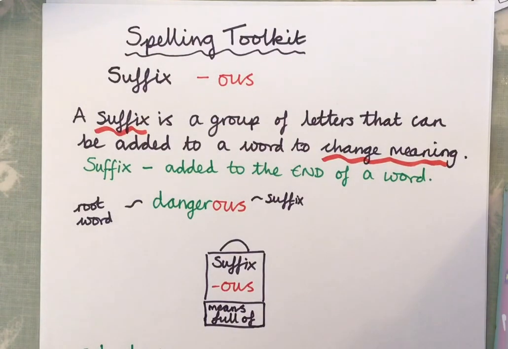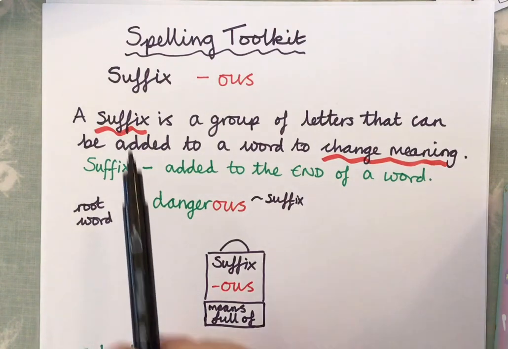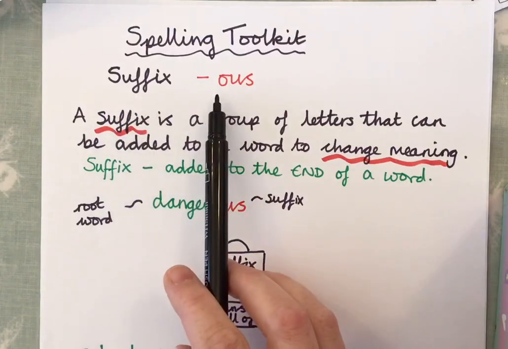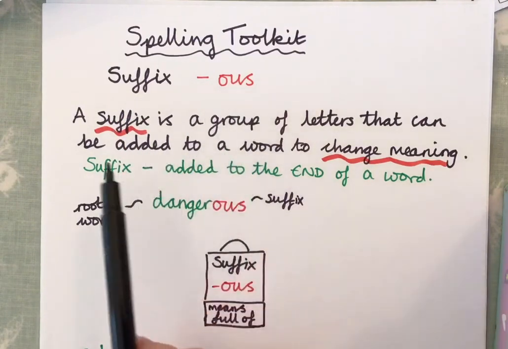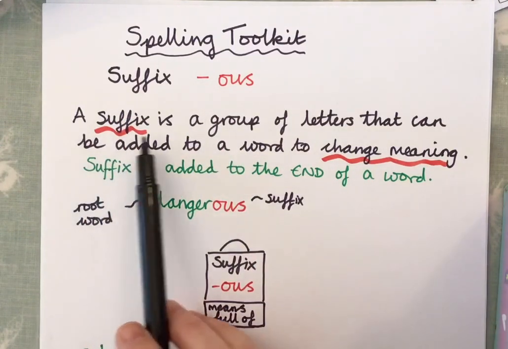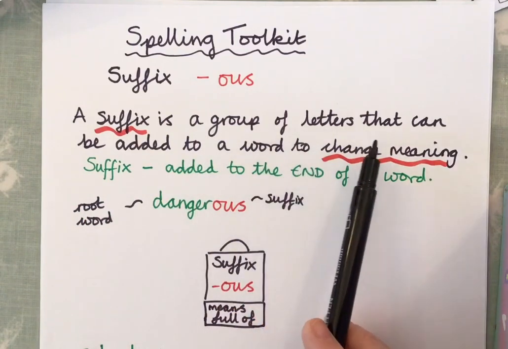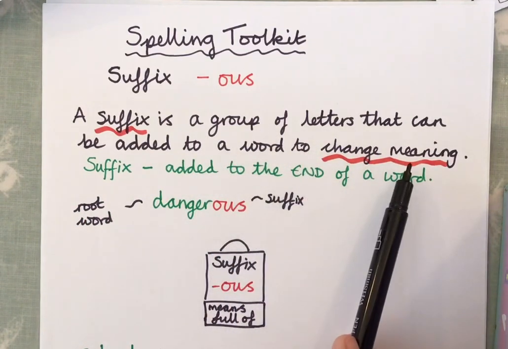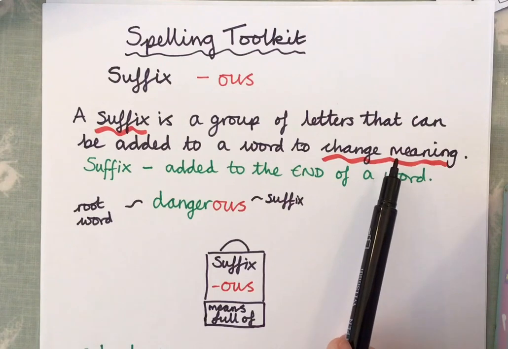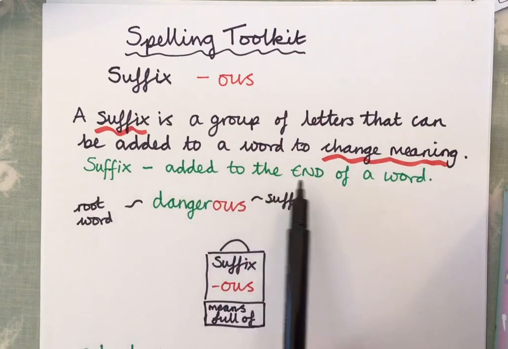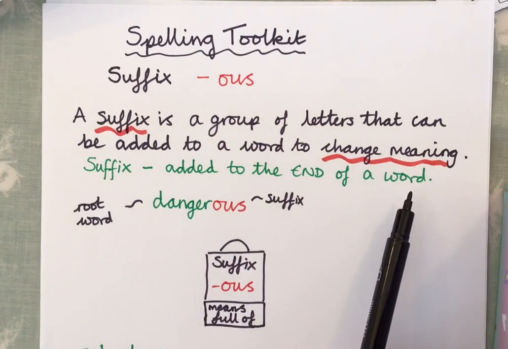I wanted to introduce our spelling pattern for this week, and today we're going to be looking at the suffix -ous, spelled O-U-S. Now we've learnt before that a suffix is a group of letters that can be added to a word to change its meaning. Unlike a prefix, a suffix is added to the end of a word to change its meaning.